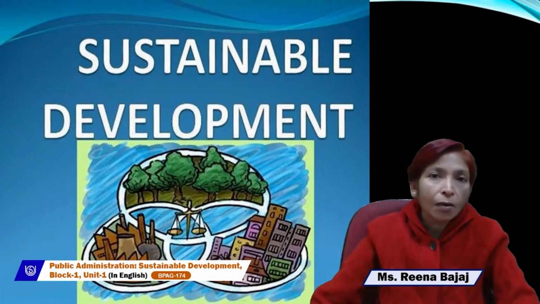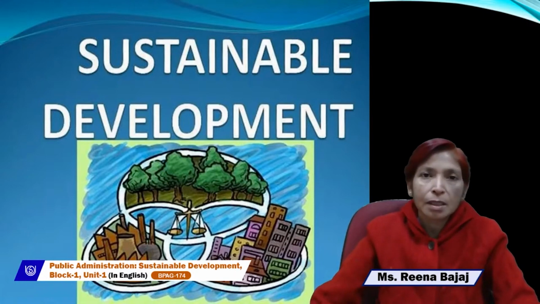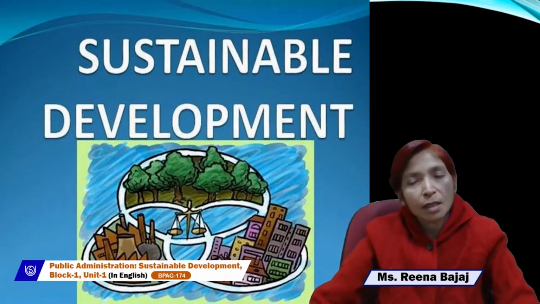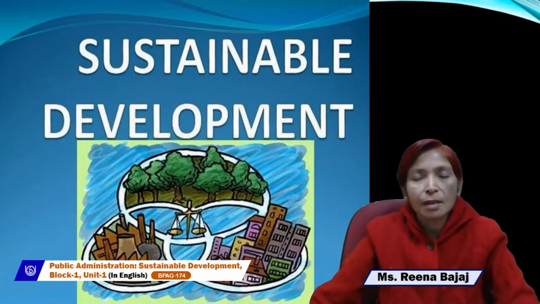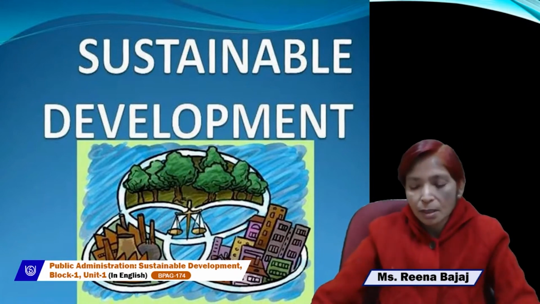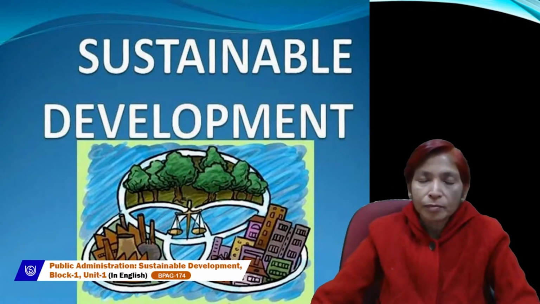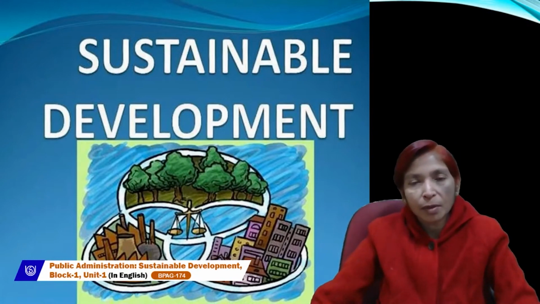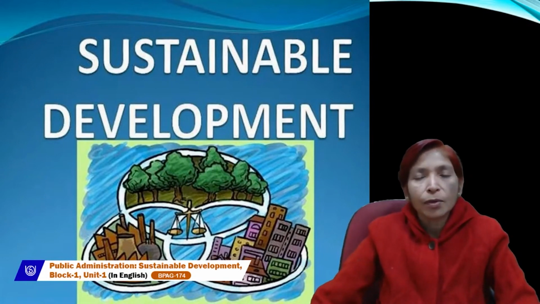We should understand how we can achieve sustainable development. What is the meaning of sustainable development? What is the nature and scope of sustainable development? And what are the components and dimensions of sustainable development? And how can we achieve it? So in today's session, we will discuss the meaning of sustainable development, how this concept originated, its nature, features and scope, and its importance. All these things will be covered in today's session.